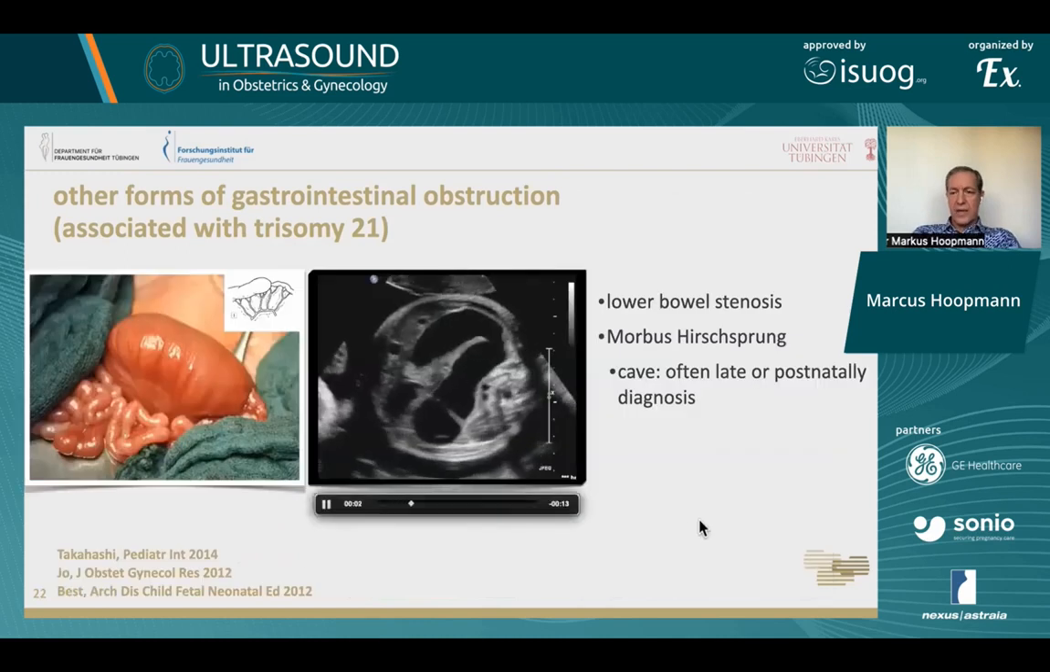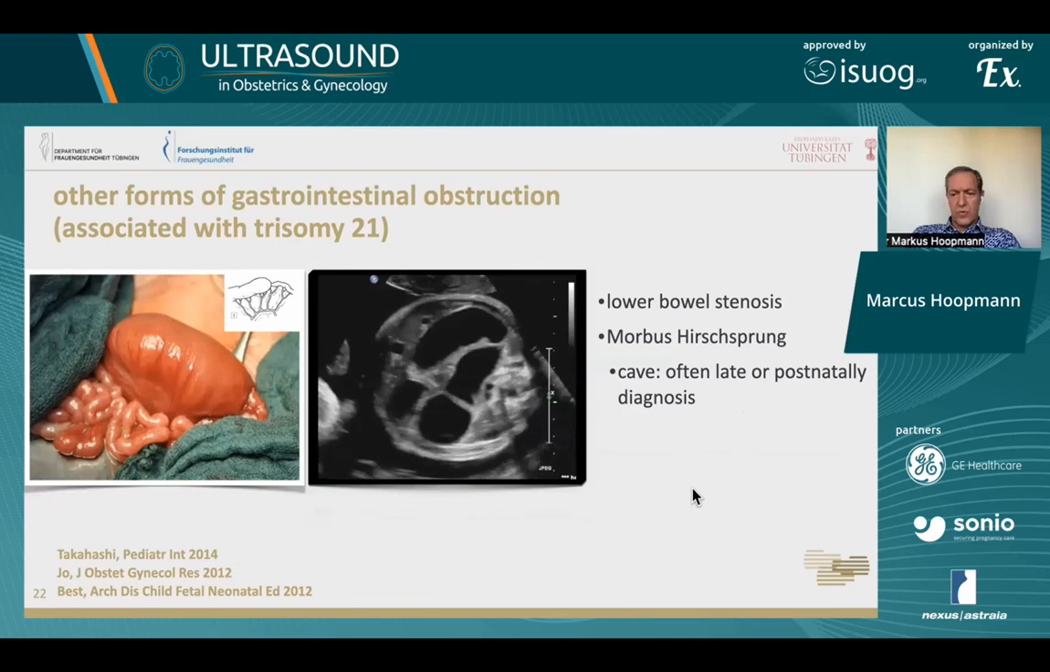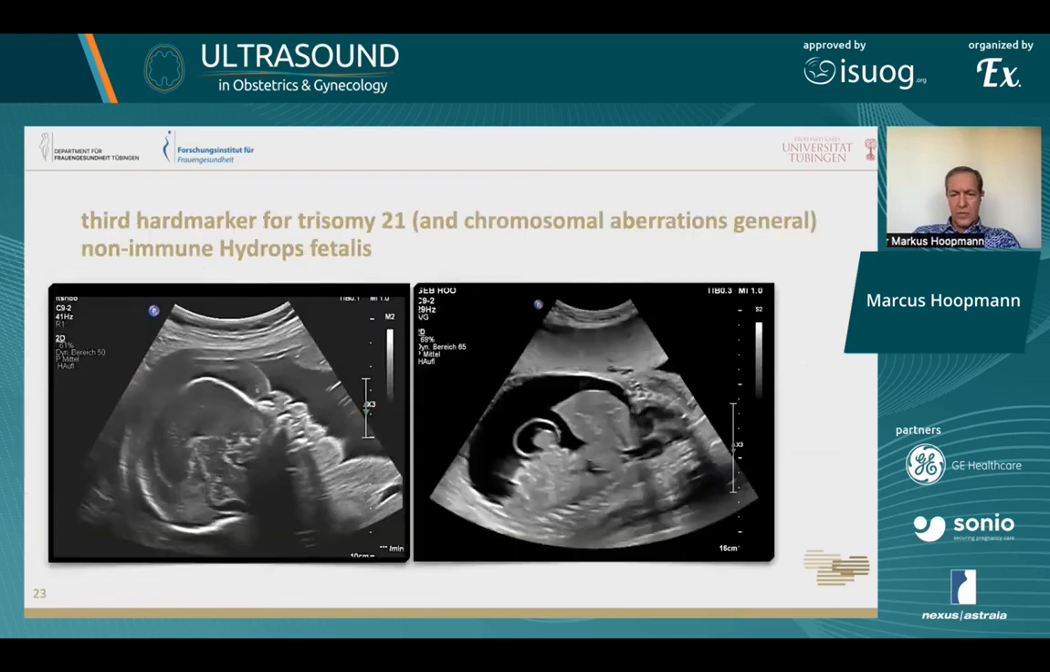And the last forms are the lower bowel stenosis and especially morbus Hirschsprung in the colon. And they are often late or postnatally diagnosed. But when you see them intrauterine, think of trisomy 21.